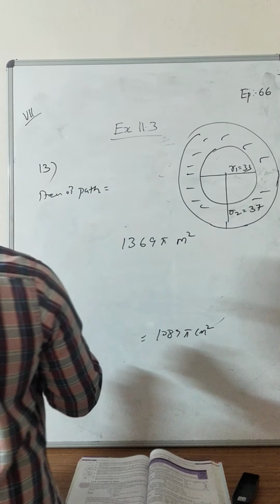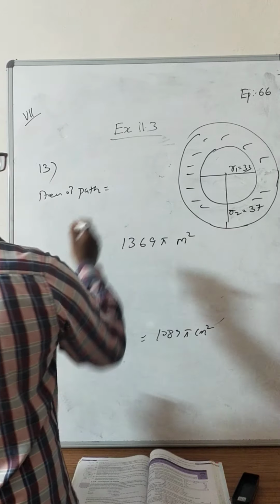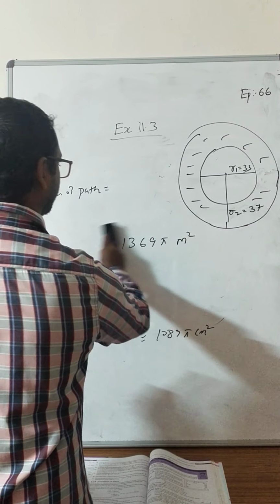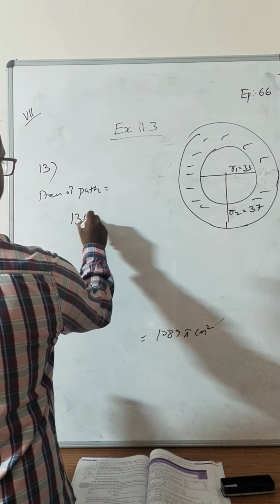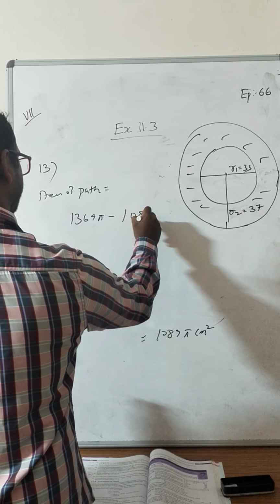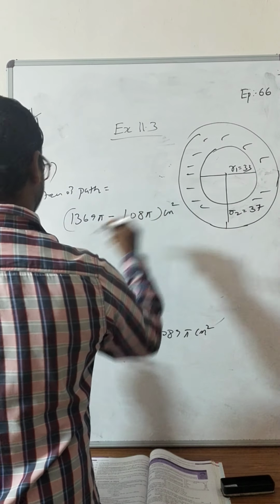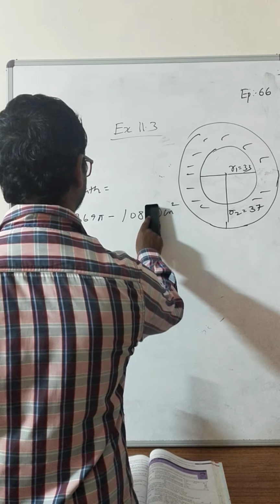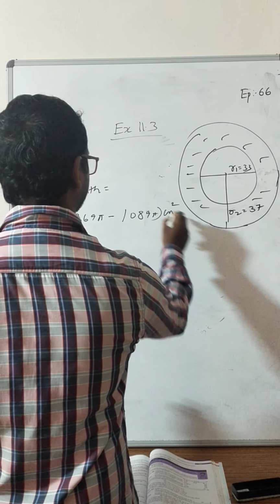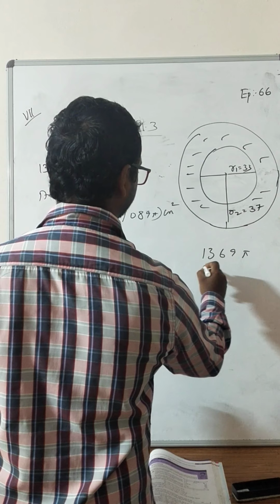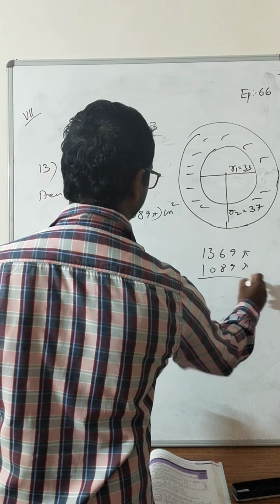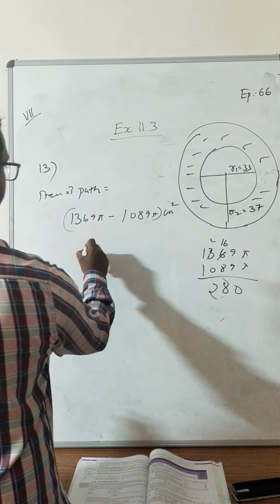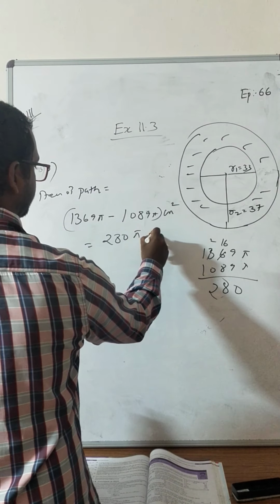For the area of the path, we have to subtract the area of the smaller circle from the area of the larger circle. So 1369 pi minus 1089 pi centimeter square. See here, 1369 pi minus 1089 pi. So we are getting 280 pi centimeter square.